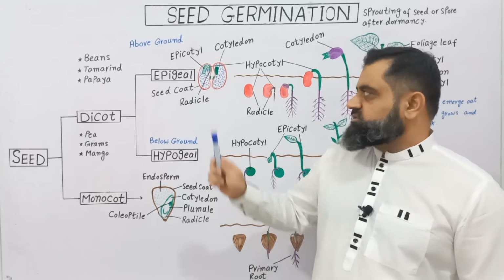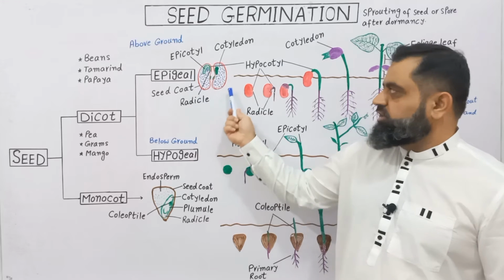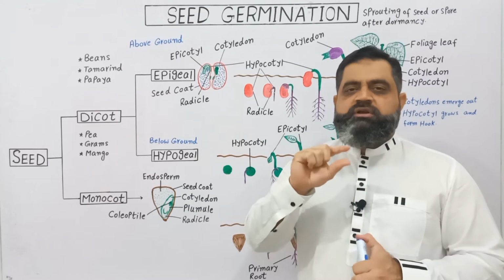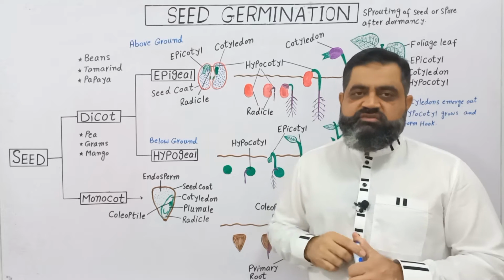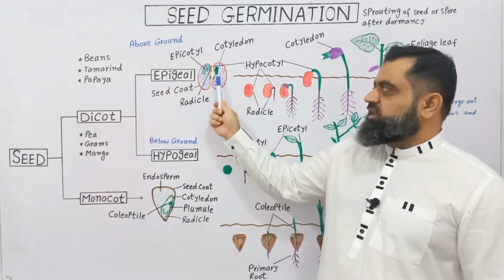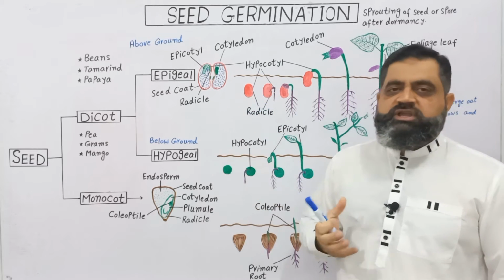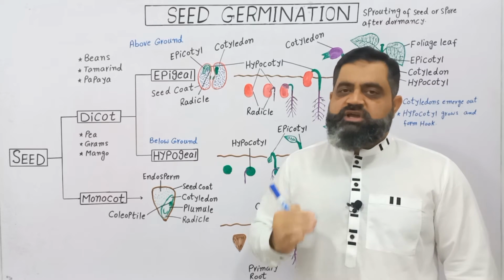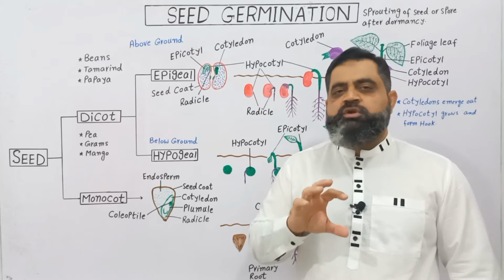So if you look at the structure of a seed, I have mentioned it right here in the diagram. The seed contains a seed coat, which is a protective covering of the seed. When you open the seed coat, there are two cotyledons. These cotyledons contain food which has been stored for the purpose of germination of the embryo. The embryo has four important parts.